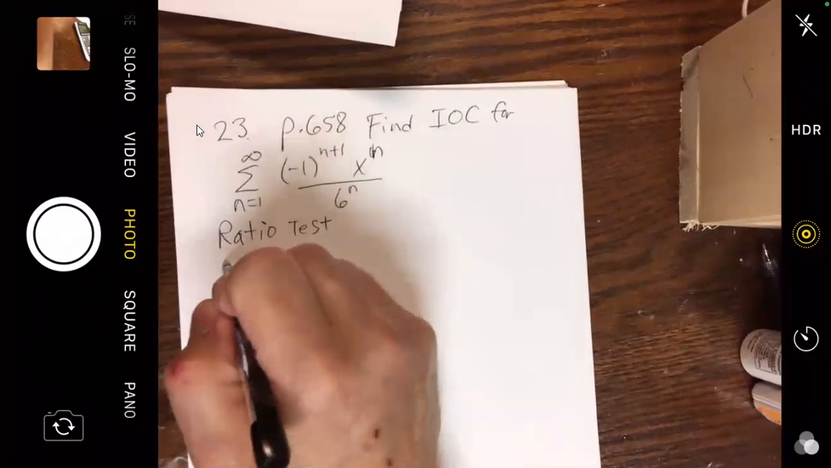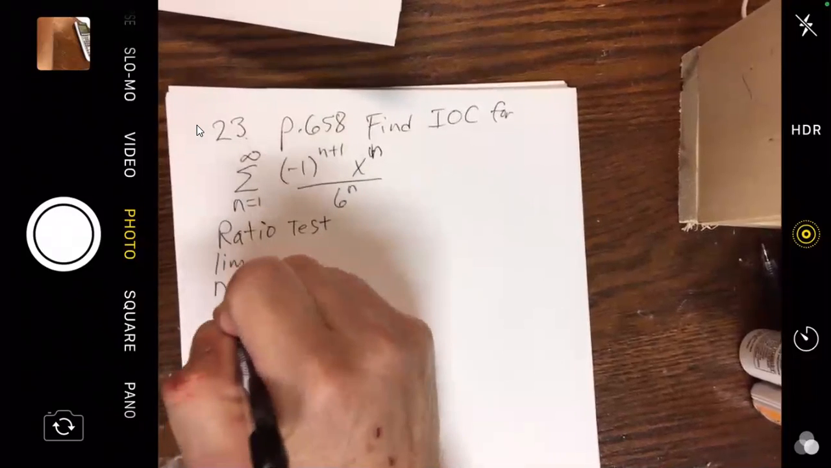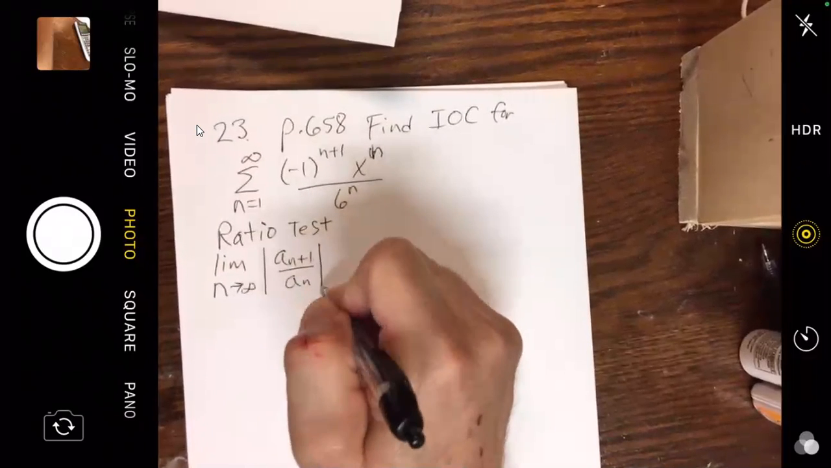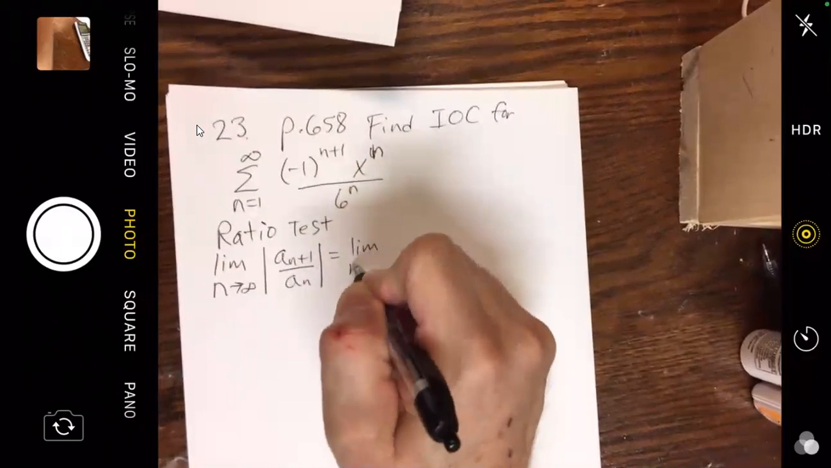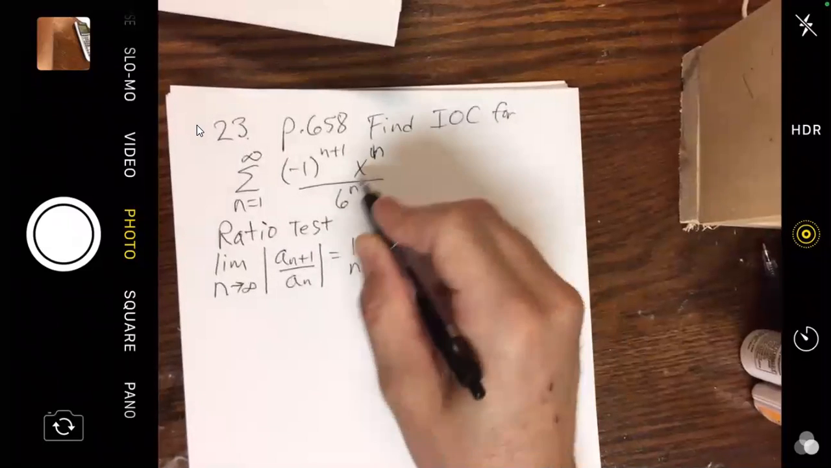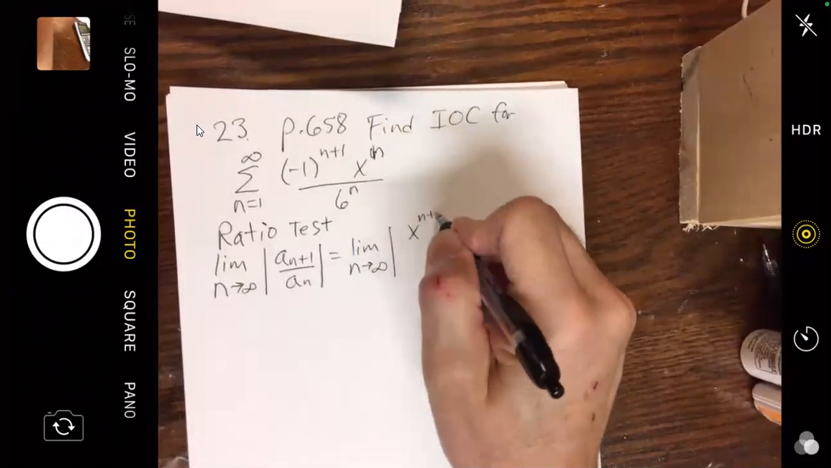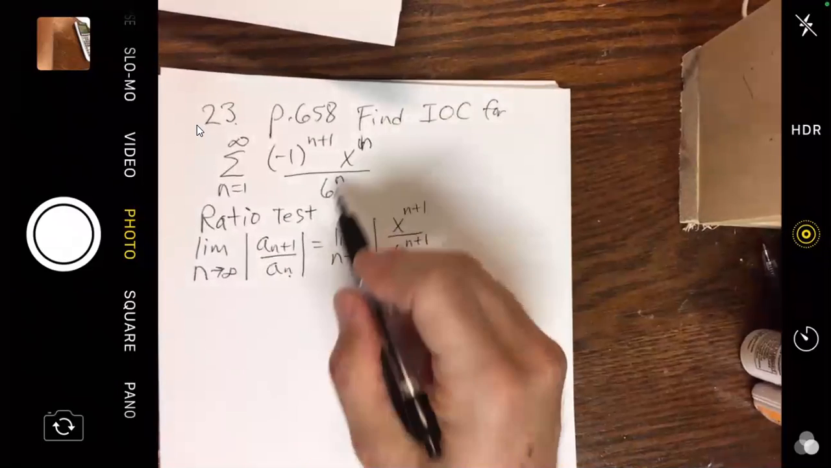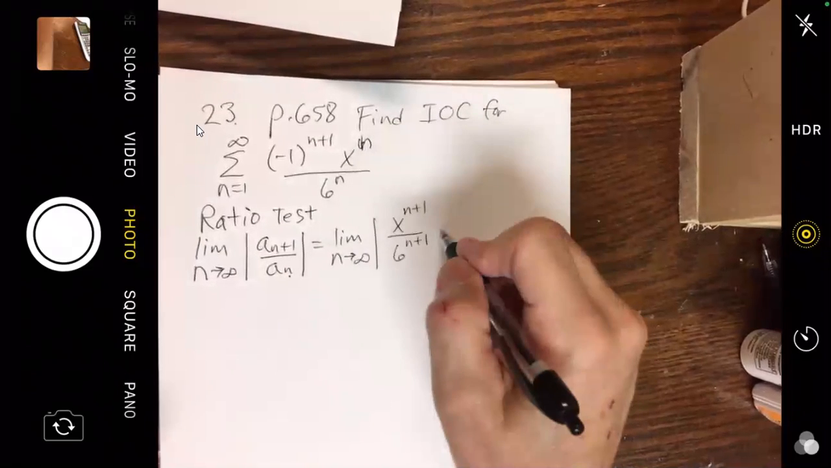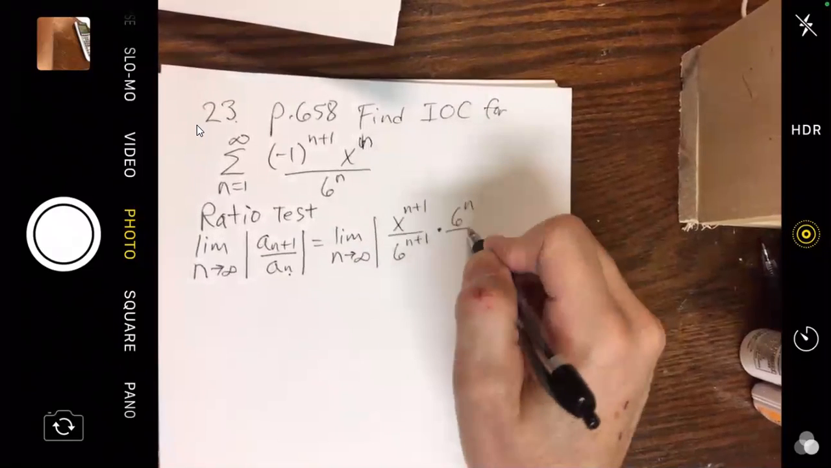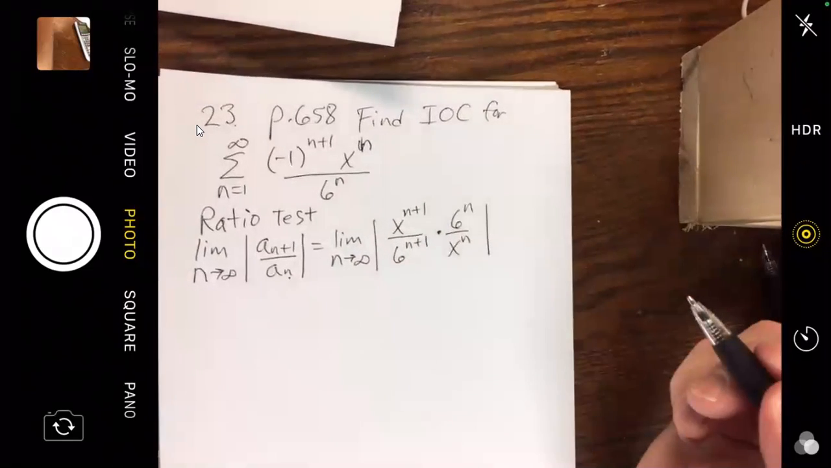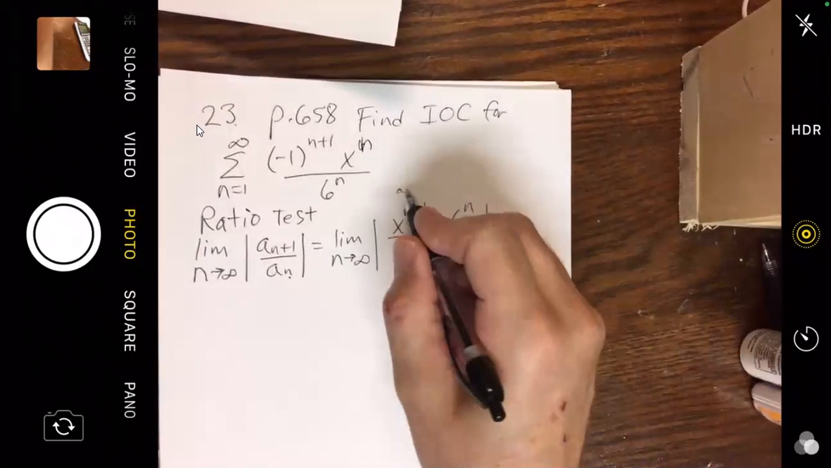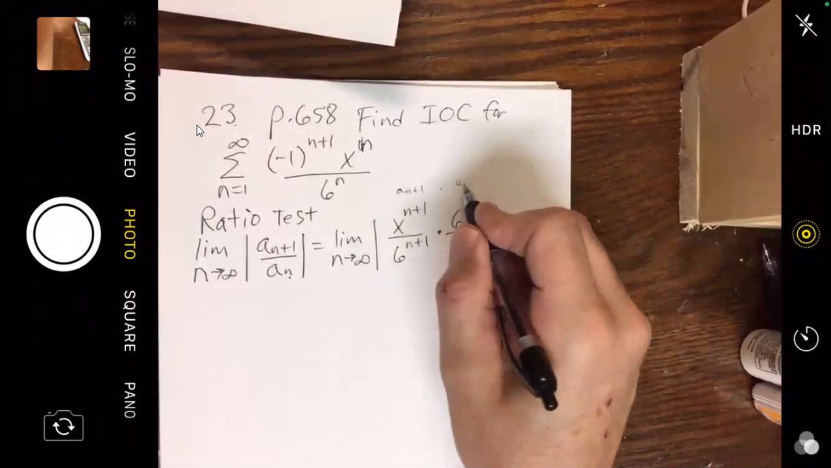Yeah. All right, so here's how I'd speed up, just to remind you, we're plugging into a_{n+1} over a_n. So that would take the limit as n goes to infinity. The a_{n+1} would be x to the n+1 over 6 to the n+1. Now I'm going to divide by a_n, which means I multiply by the flip, 6 to the n over x to the n. Is that too fast? Nope, it's all good. Okay, a_{n+1} times a_n flipped.